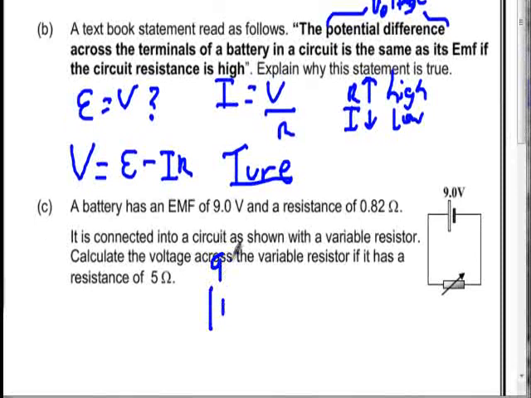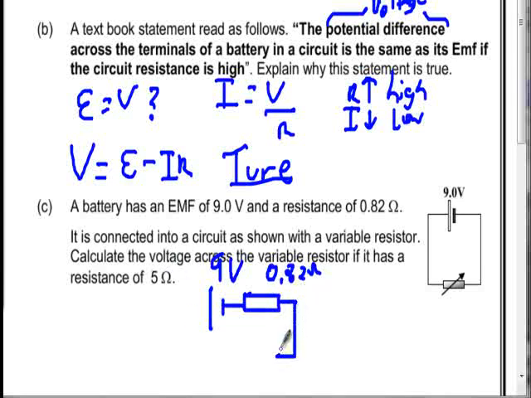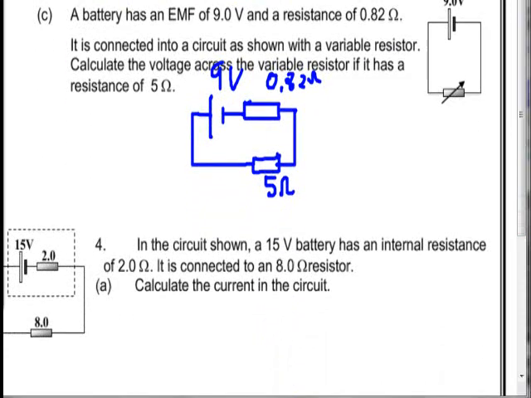3c. A battery has an electromotive force of 9 volts and a resistance of 0.82 ohms. It is connected in a circuit as shown in the diagram below. So it has an internal resistance of 0.82 ohms and is connected to a variable resistor of 5 ohms. Okay, and the question is, calculate the voltage across it. So we want to know what is the voltage across here.